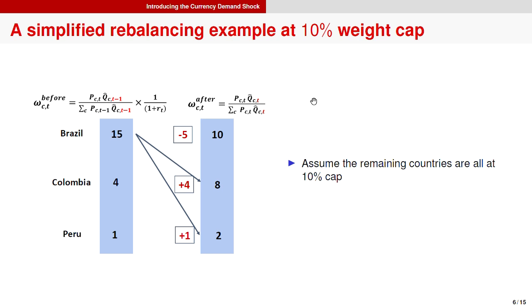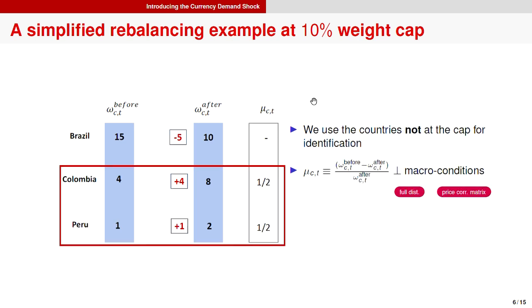This is a very simplified example, but in reality this rebalancing could go recursively for many, many rounds until all the countries' weights are at or below the 10% threshold, and we're in the second column and we are done. So this is how it works in a simplified way. In reality it could take multiple rounds, but it happens instantaneously.